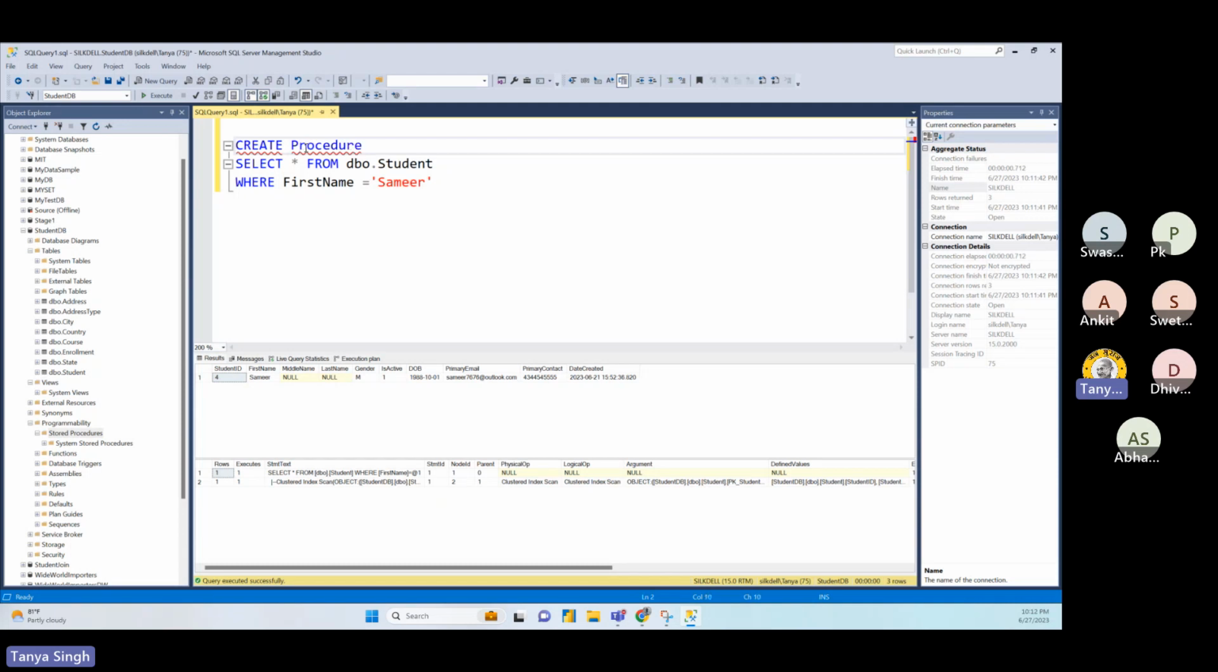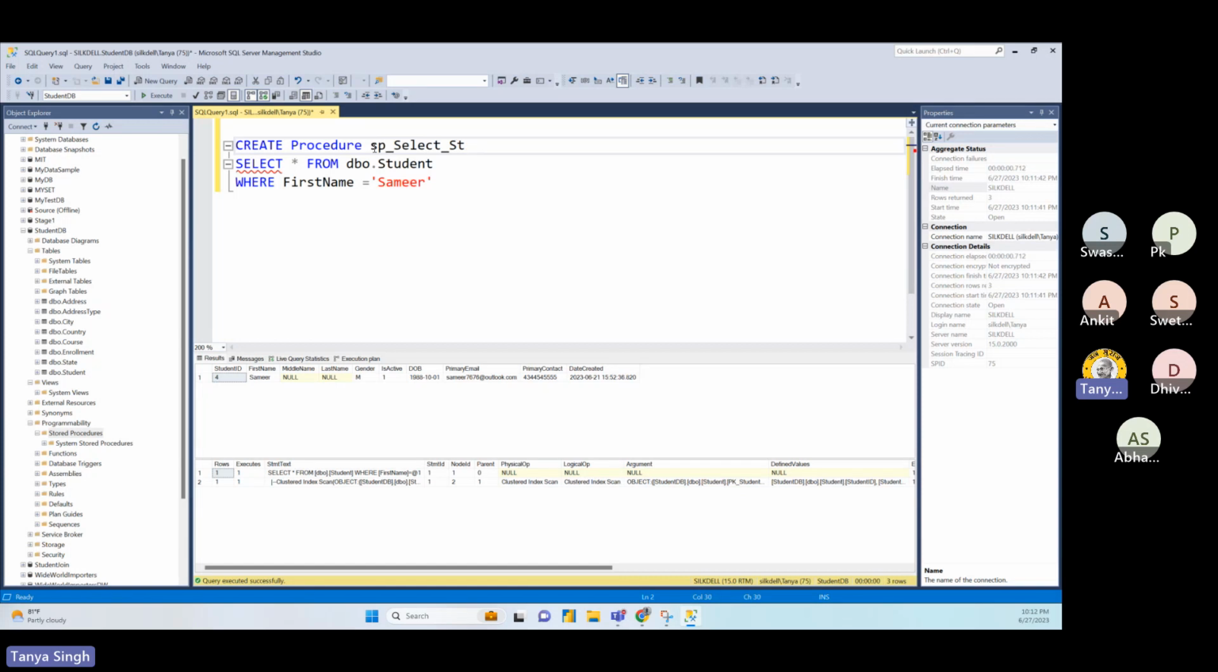Generally, for all the procedures that we create for a certain thing, like insert, update, and delete procedures, we give the name accordingly. So now we are creating a select procedure: create procedure sp_select_student.